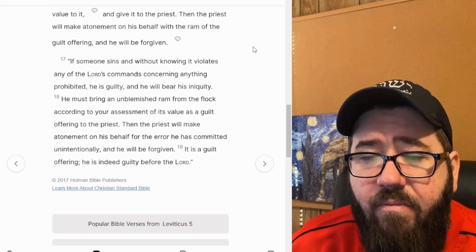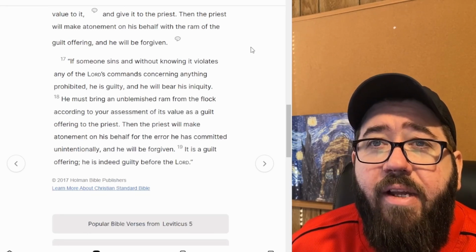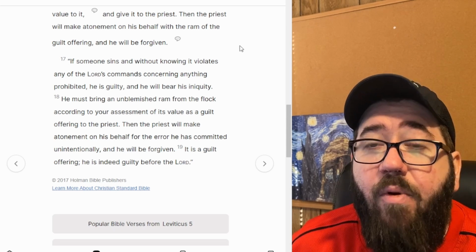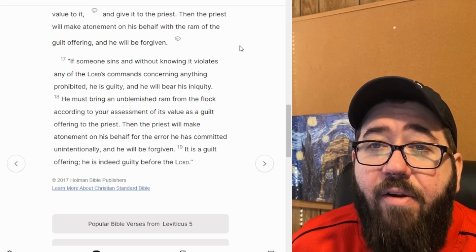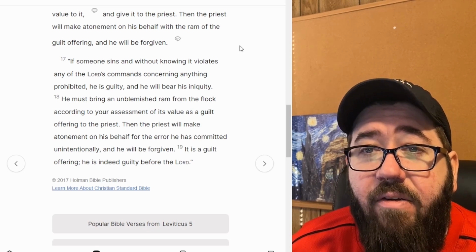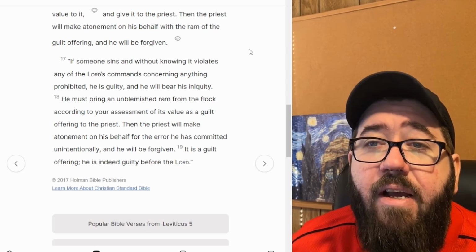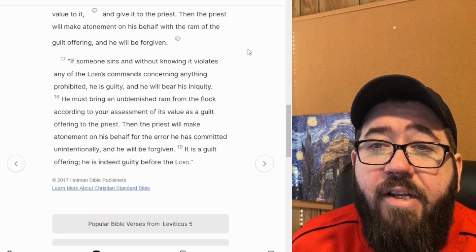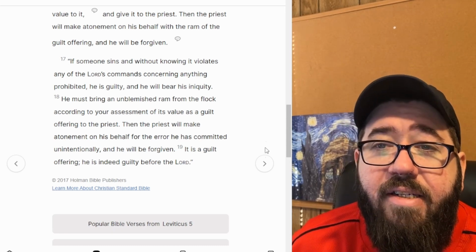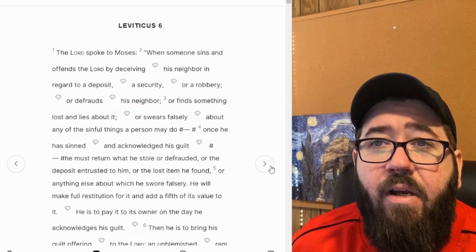forgiven. If someone sins and without knowing it violates any of the Lord's commands concerning anything prohibited, he is guilty and he will bear his iniquity. He must bring an unblemished ram from the flock according to your assessment of its value as a guilt offering to the priest. Then the priest will make atonement on his behalf for the error he has committed unintentionally, and he will be forgiven. It is a guilt offering. He is indeed guilty before the Lord.